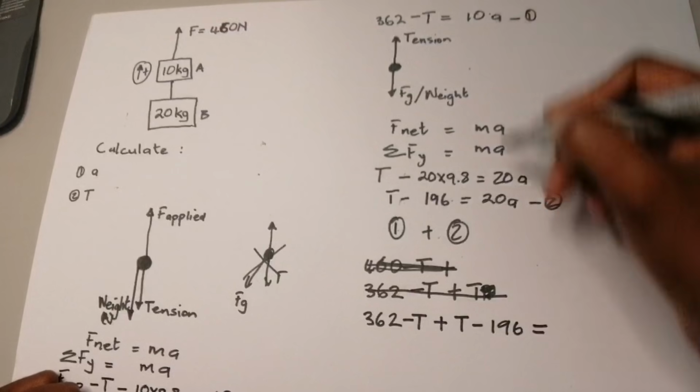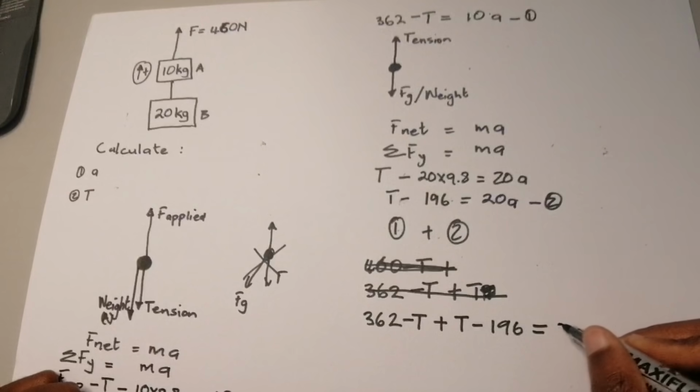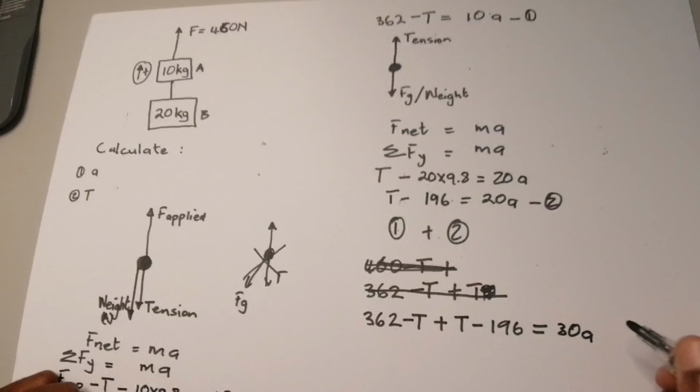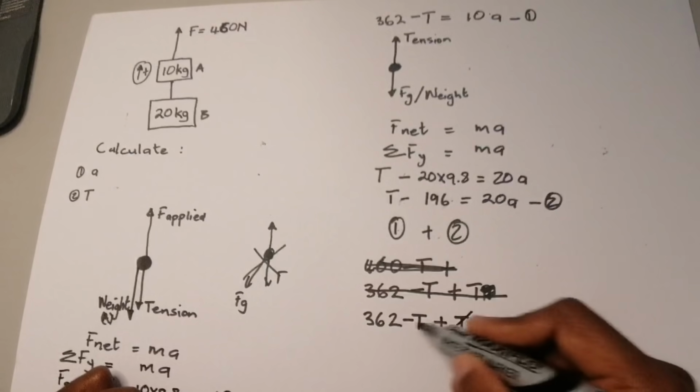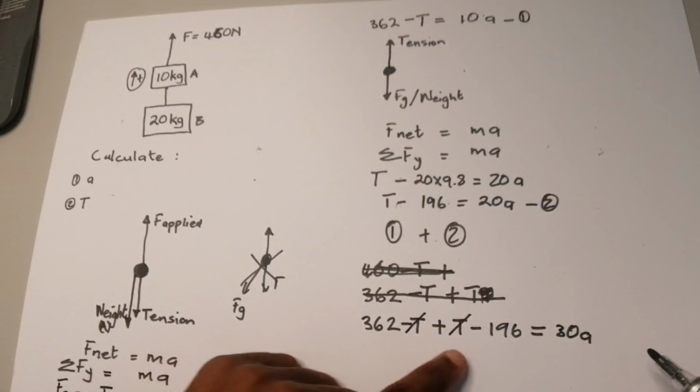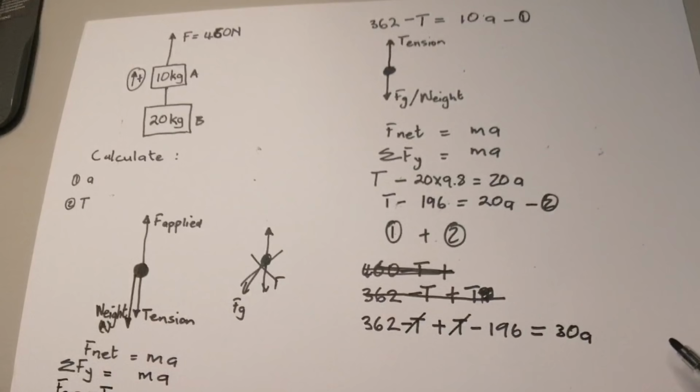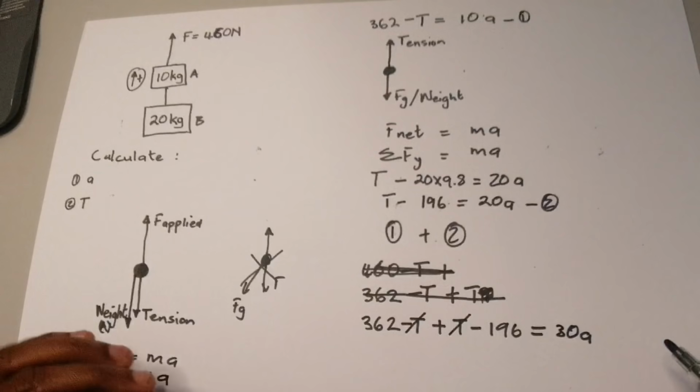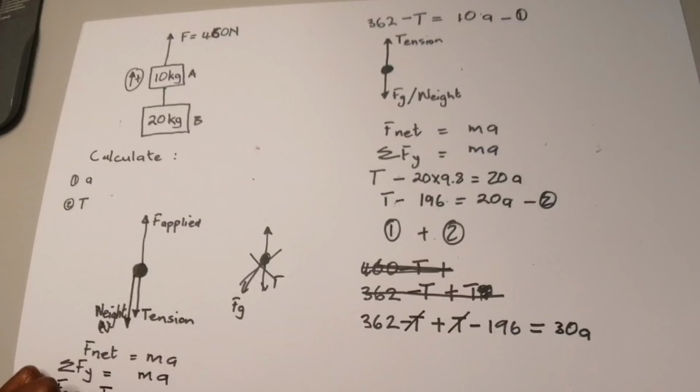This is equal to 10A plus 20A, which gives us 30A. As I said, if you generated the equations in the correct way, you'll always get rid of the variables minus T and T. If you don't get your variables cancelling, it simply means that there's something that you might have done wrong. So go back to your equations and try to fix what you might have done wrong.